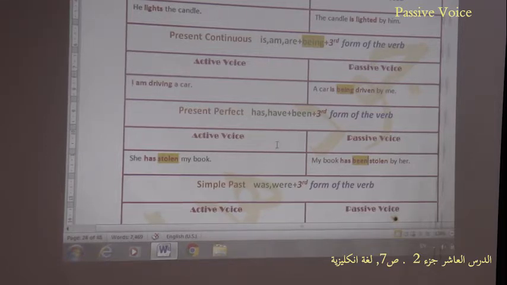So right now we have discussed the three forms. Present simple, am, is, are plus the third form. Present continuous, is, am, are, being plus the third form.